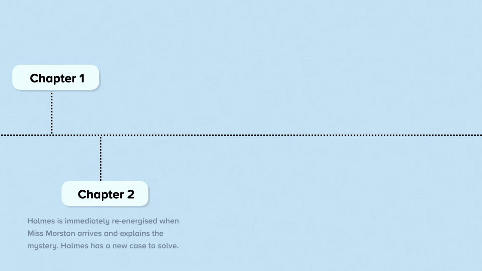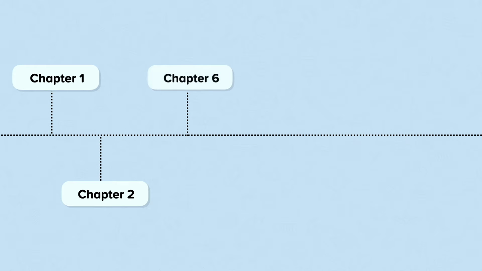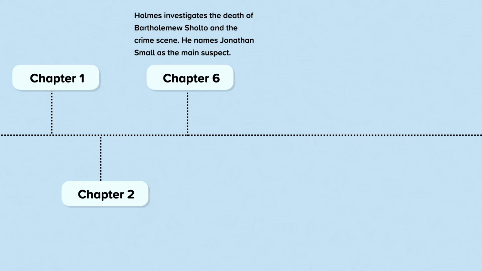In Chapter 2, Holmes is immediately re-energised when Miss Morstan arrives and explains the mystery. Holmes has a new case to solve. In Chapter 6, Holmes investigates the death of Bartholomew Sholto and the crime scene. He names Jonathan Small as the main suspect.